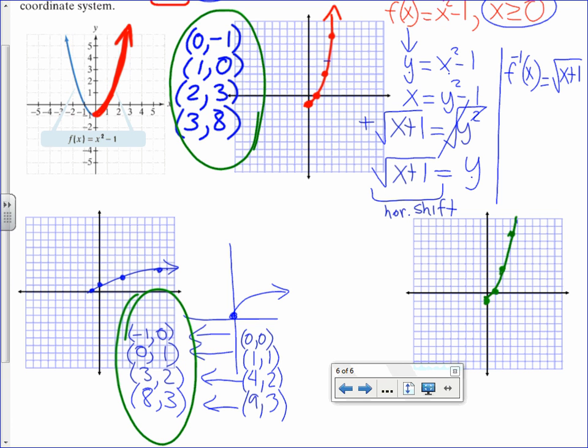So that is the quadratic that we started with the restricted domain. And then I'm going to graph the inverse. And I have the points there for me. -1, 0, 0, -1. 3, 2, and 8, 3. I feel like I did something wrong. This point should be 0, 1, so up, right? Okay, so this is wrong.